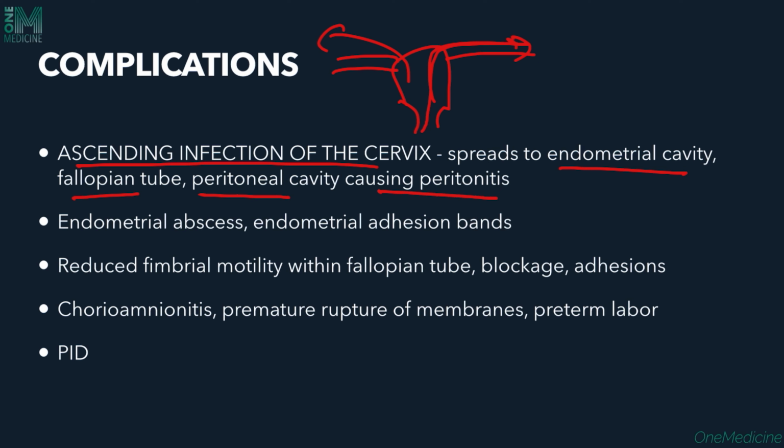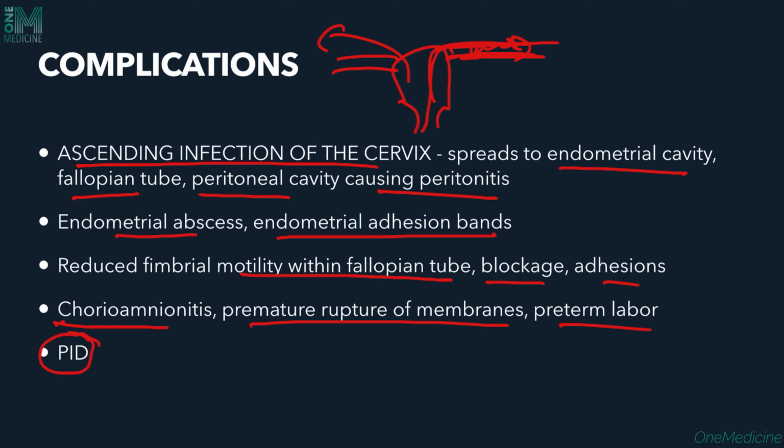Again, it can cause endometrial abscess and endometrial adhesion bands and problems in pregnancy. To conceive, there can be problems. Conception can be an issue, with reduced fimbrial motility. Inside the fallopian tube also there can be adhesions and blockages, which can again cause a problem in conception. If the patient is pregnant, it can cause chorioamnionitis, premature rupture of membranes, and preterm labor also, because cervical length would be reduced and there would be infection there, which would aggravate all of these conditions. Pelvic inflammatory disease also can be one of the other complications.